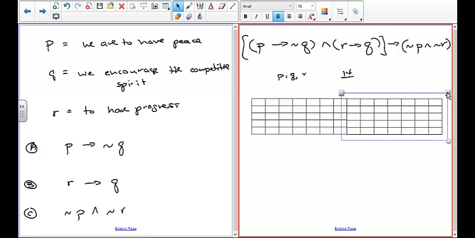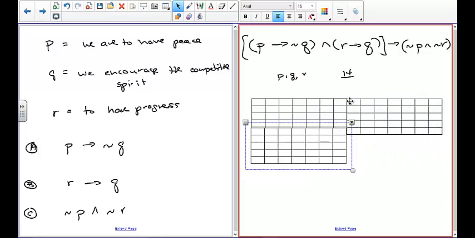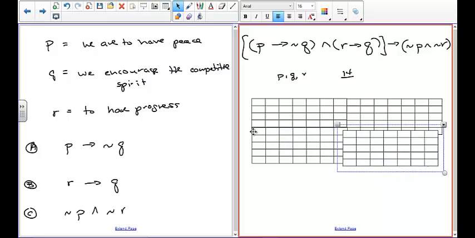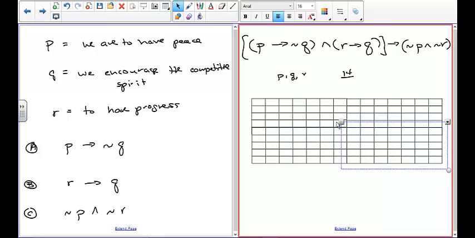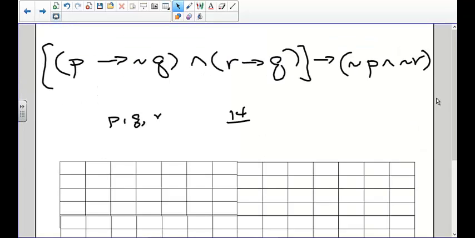And you have to determine how many things you need to use. You won't actually have to construct the table. You just have to decide how many of them you're going to need. Okay, so there's my truth table. And now we'll fill it out.